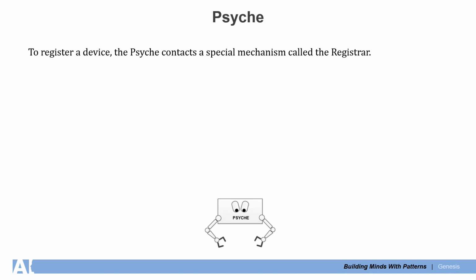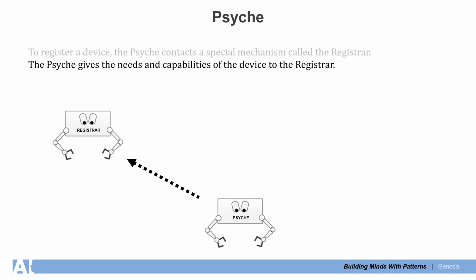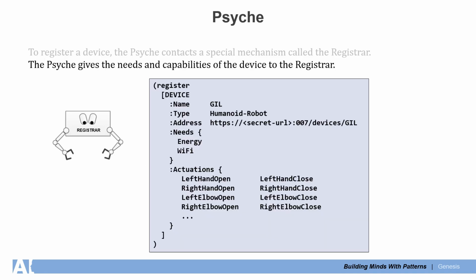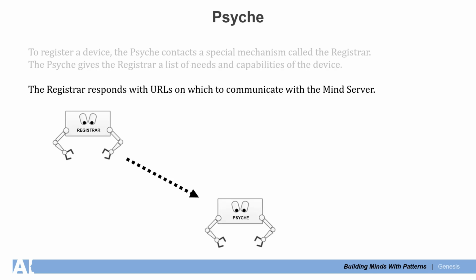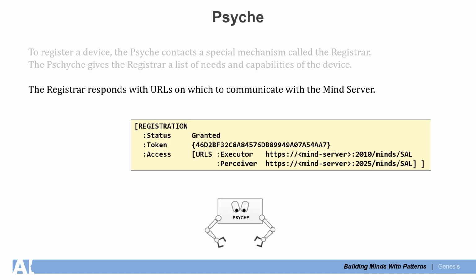To register a device, the psyche contacts a special mechanism called the registrar. The psyche gives the needs and capabilities of the device to the registrar. A request message would contain the name of the device, in this case GIL for Generally Intelligent Learner, the type, the address or URL of the device, the needs, and the capabilities or actuations the device can perform. The registrar responds with a URL on which to communicate with the mind server.